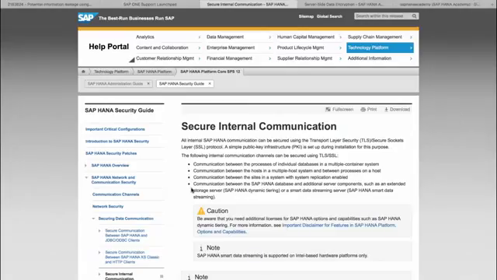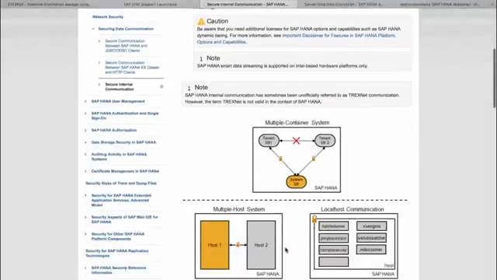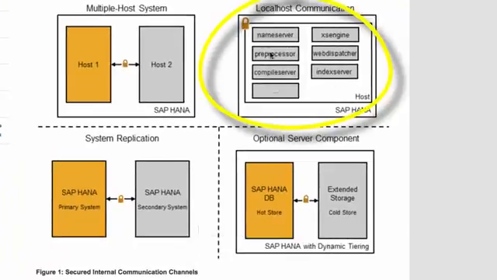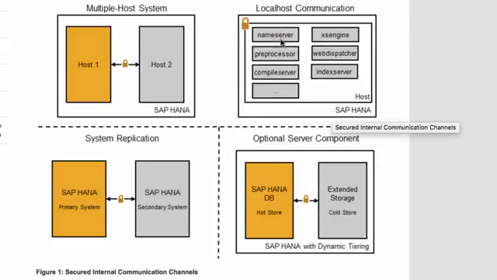So on help.sap.com, the SAP Help portal, and then under Technology Platform, you'll find the SAP HANA Platform Guides. This is from the Security Guide, Secure Internal Communication, and here you can see different secured internal communication channels. For example, the communication on the local host between the different processes, the name server, preprocessor, compile server. You'll see them listed when you run the command HTTP info.